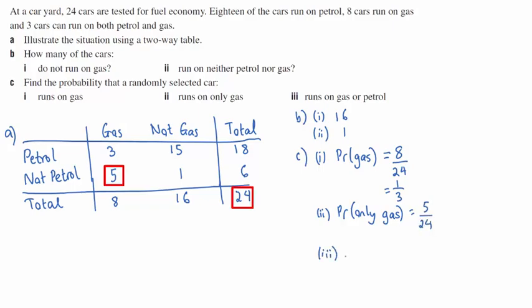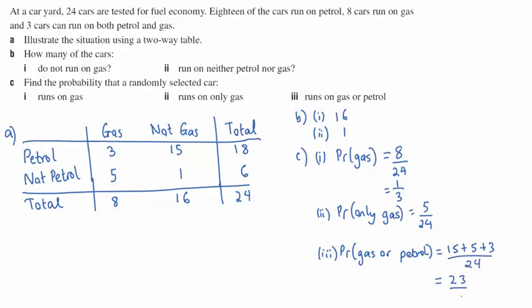And third, we want to find the probability that a randomly selected car runs on gas or petrol. So we can see that of the 24 cars, 15 run on petrol only, 5 run on gas only, and 3 run on gas and petrol. So the probability will be 15 plus 5 plus 3 all over 24, which of course is 23 over 24.